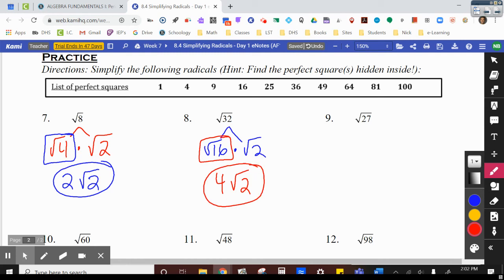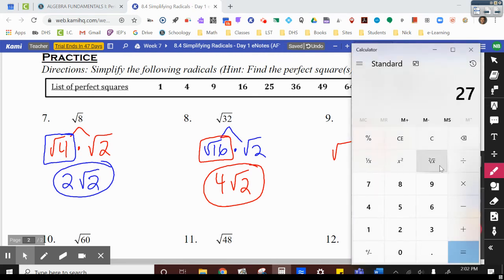I could break up that 32 into 4 times 8, but then I would have to keep simplifying, and it's going to involve some more steps. So to avoid all those extra steps, we want to try to find the largest perfect square factor first. All right, number 9, we have the square root of 27. I want to break up this 27 into two factors. So I'm going to punch 27 into my calculator and start dividing it by some of these numbers to see which one can divide evenly into 27.